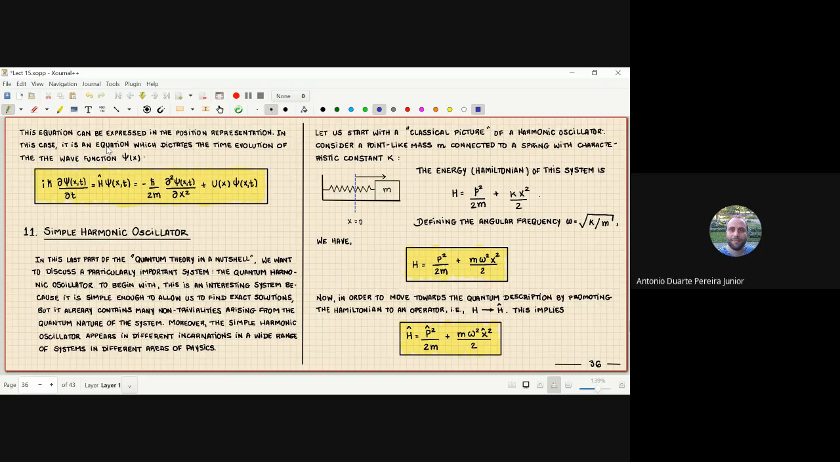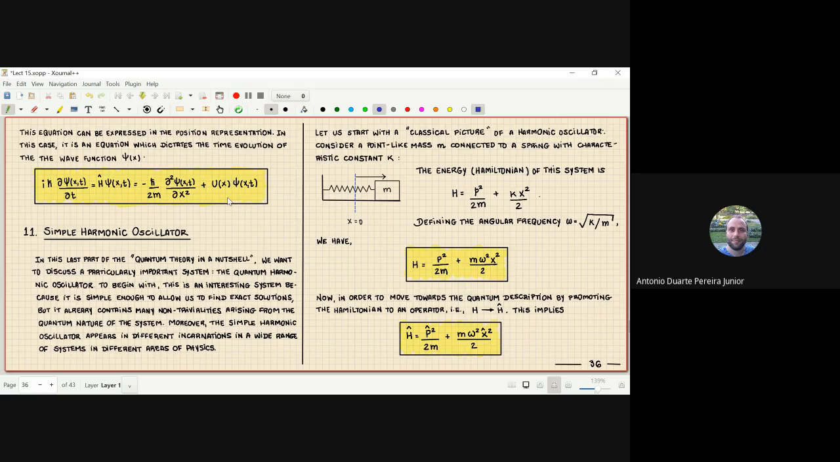Okay, so this is a differential equation that you have to solve. So you have to solve what is the function psi that satisfies this equation given some initial condition. But let me make some comments here. This is a very difficult equation to solve in general. And typically, there are some forms of potential energy that you will know how to solve.